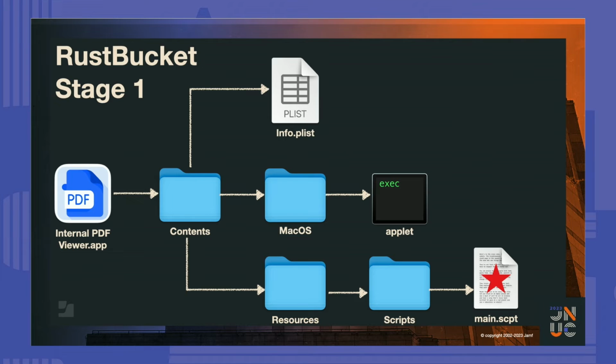Applets are essentially a script that has been saved as an app. It behaves like other apps. You can double click it and launch it. And when an AppleScript is compiled in this manner, an executable called applet is placed in the newly created application bundle under Contents/MacOS, and the applet essentially calls and invokes the script under Contents/Resources/Scripts/main.scpt.